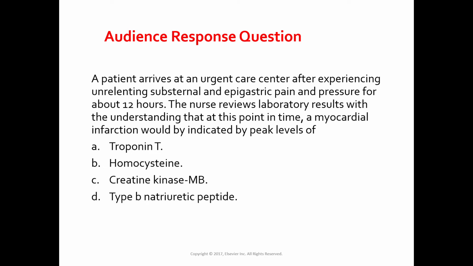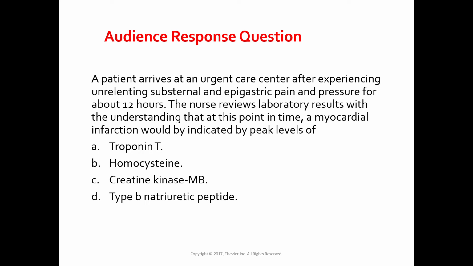All right, so what do you guys think the answer to this is? Patient arrives at an urgent care center after experiencing unrelenting substernal and epigastric pain and pressure for about 12 hours. Nurse reviews the lab results with understanding that at this point in time, myocardial infarction would be indicated by peak levels of, and remember, what is the biomarker of choice, usually for myocardial infarction? Any thoughts on this?